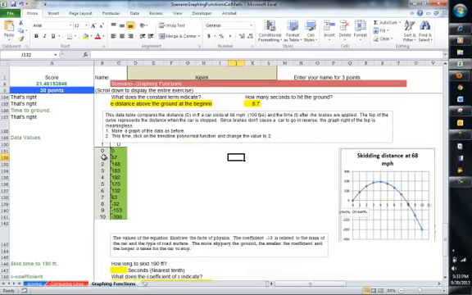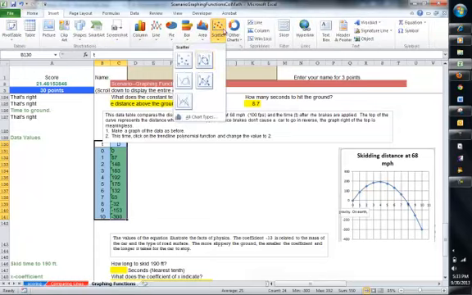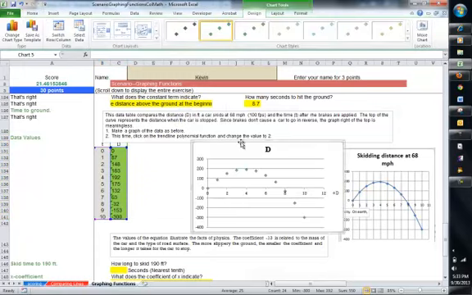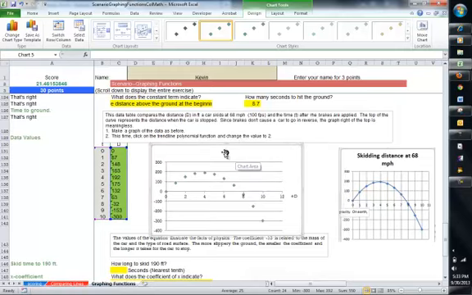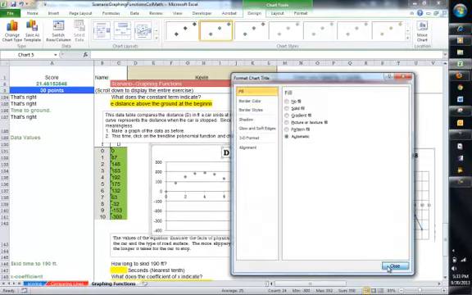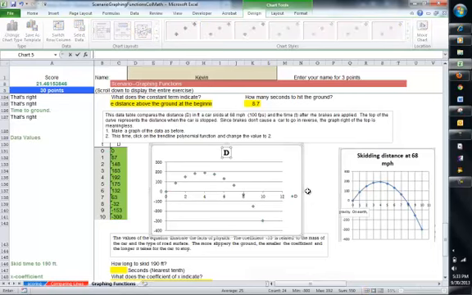All right, so let's graph this. Insert scatter plot. And title it skidding distance at 68 miles per hour.